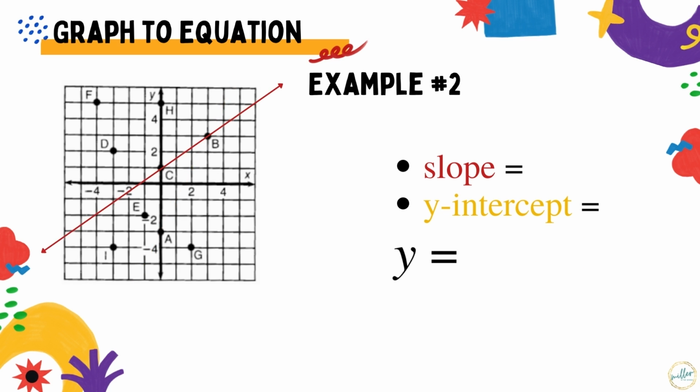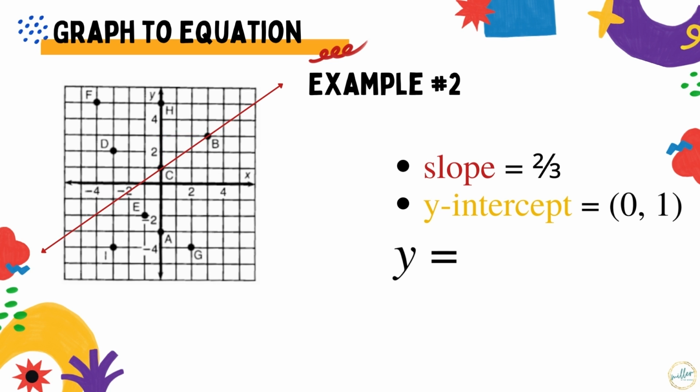For our second example, we have this line going through the point C and the point B. So we need to find our slope. Start by counting the rise and the run. To get from point C to B, we have to go up 2 spaces and right 3 spaces. Slope is in the form rise over run, so our slope here is 2 over 3, or 2/3.